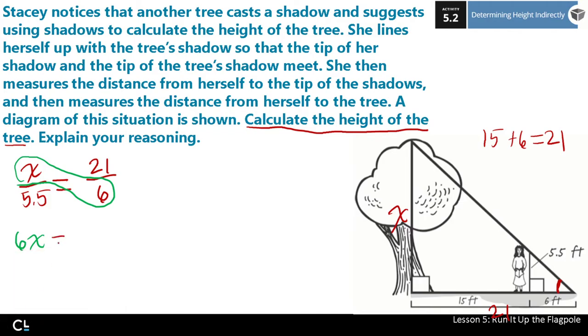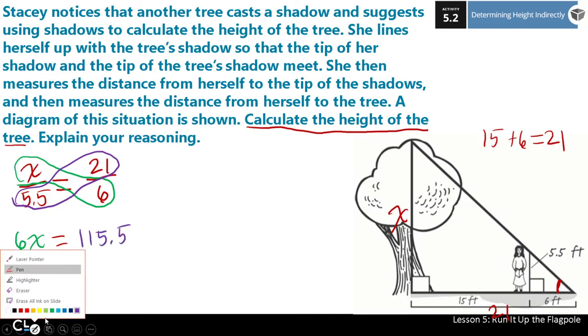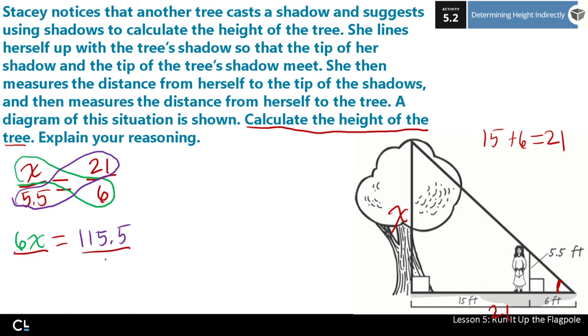And then we put that equal sign in there. And we're going to say 5.5 times 21. Once again, get that trusty dusty calculator out. 21 times 5.5 gives me 115.5. And now we just have to divide both sides by 6. And we get x, well, on my left side it cancels, so we're left with x equals 19.25. So once again, just write out your answer.